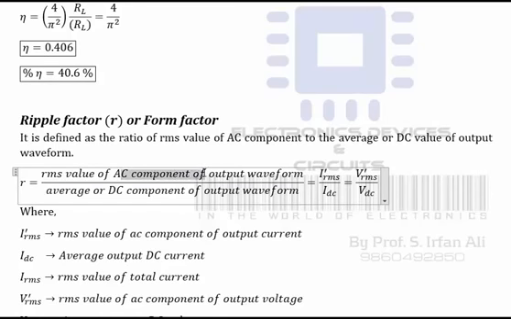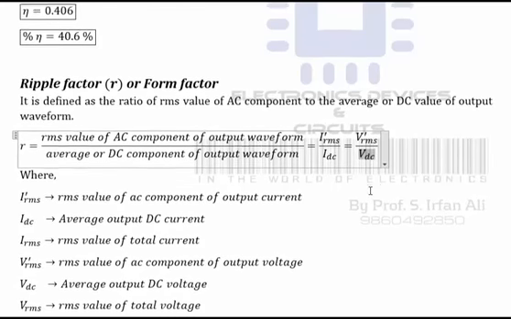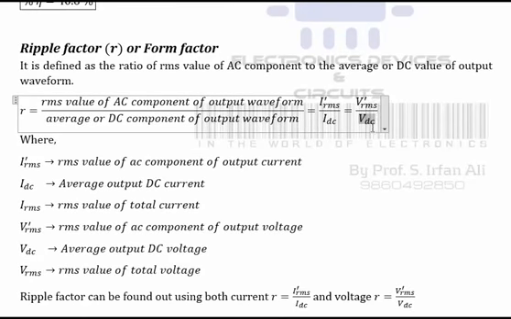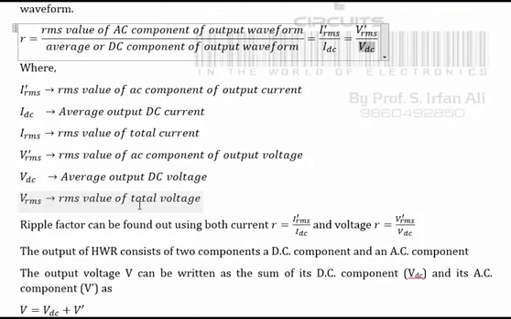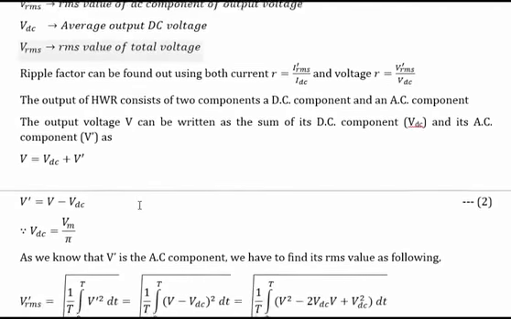So this is the RMS value of the AC component of the output waveform, and this VDC is the DC component of the output waveform. These two parameters are of the output. The AC component is calculated using VRMS, and the DC component is calculated using VDC. So the ratio of the AC component upon the DC component is the ripple factor. Here all the things are defined.